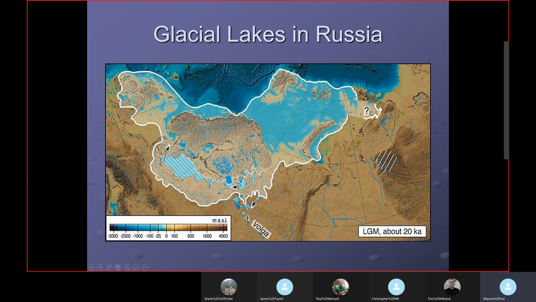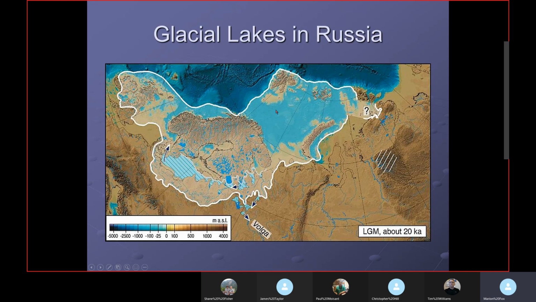Here's the Volga River. When I was in Russia in '93, '94, and lectured over there, I lectured on the Volga River, and Yaroslavl was where I went. Okay, but it's on the Volga River.